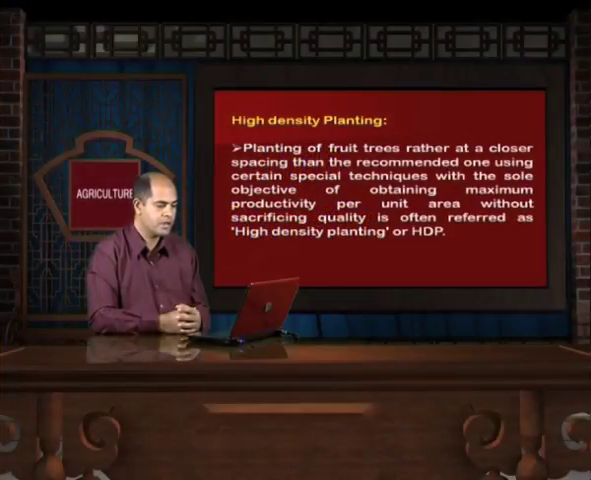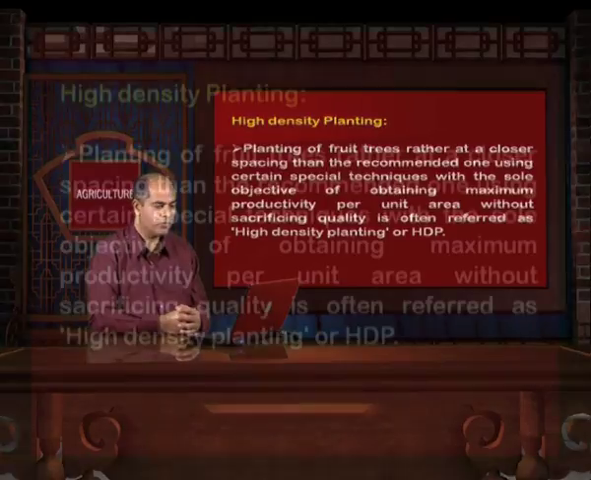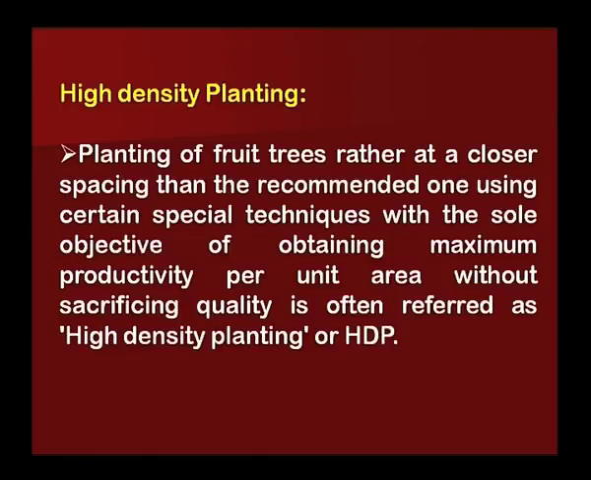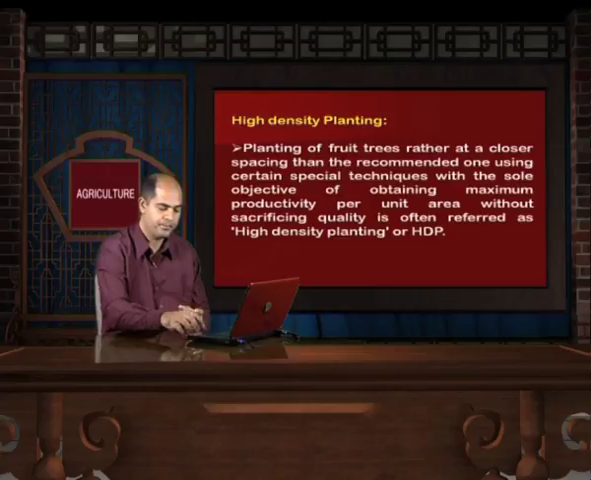Now let us discuss high density planting. Planting of fruit trees at a closer spacing than the recommended one, using certain special techniques, with the sole objective of obtaining maximum productivity per unit area without sacrificing quality, is often referred to as high density planting or HDP.